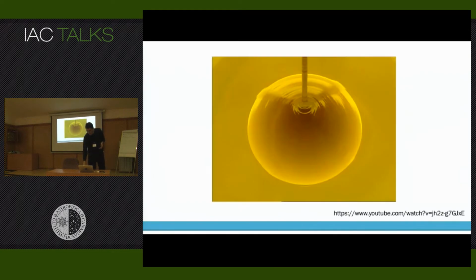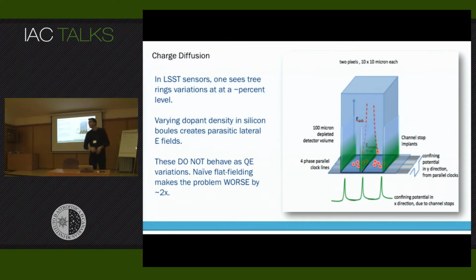Excuse me, a question. Why is this effect not removed, because we're using a flat image? Flat makes it worse.